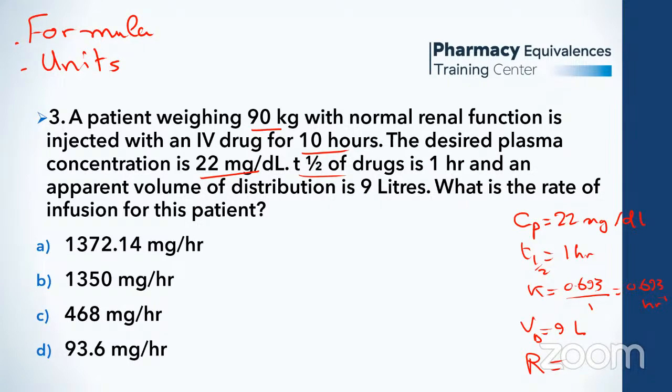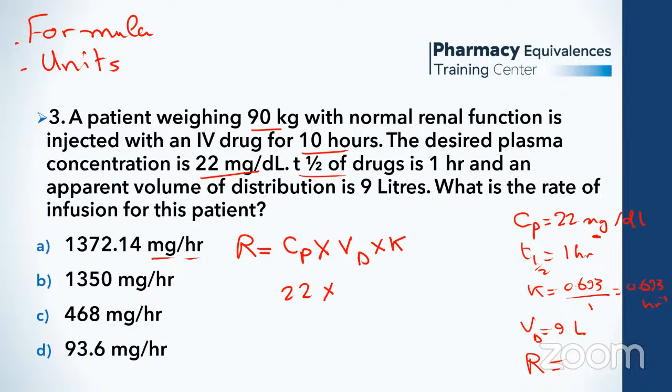What is the formula connecting this information together? The formula here is R equals CP, plasma concentration, multiplied by VD multiplied by the K. This is the formula. So we need to multiply all the information together. But before that, we should check the units. Here, the unit of R is milligram per hour, so any weight should be in milligram. What is the weight here? The plasma concentration is weight per volume. The weight is in milligrams, so it's okay. 22, we will use it directly, 22.